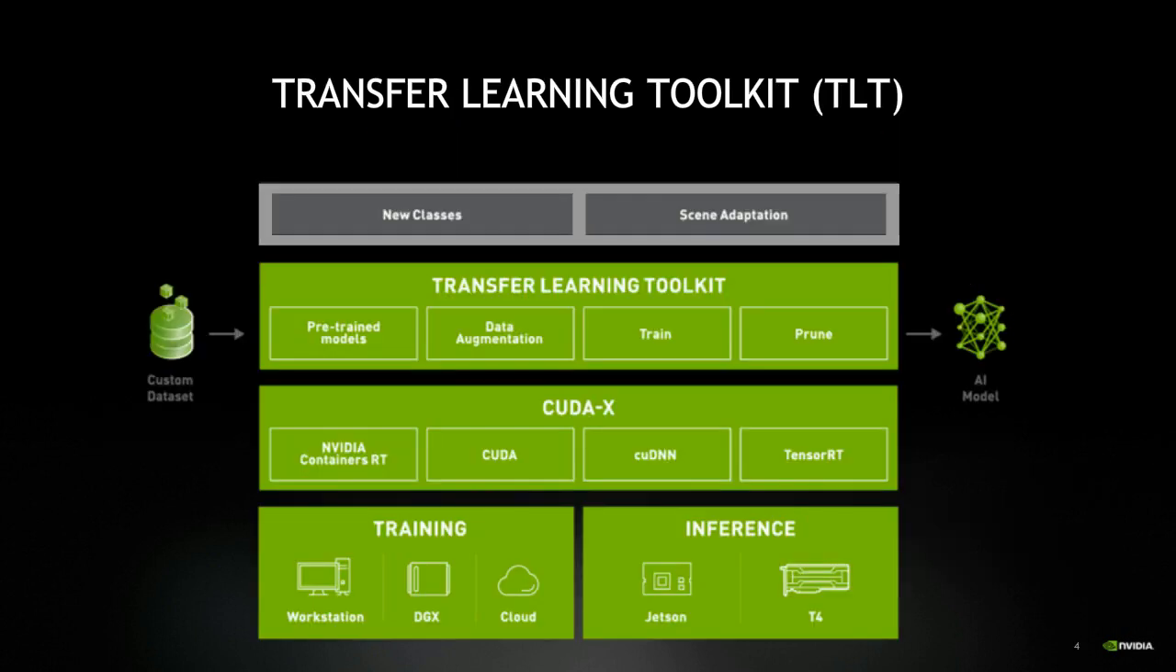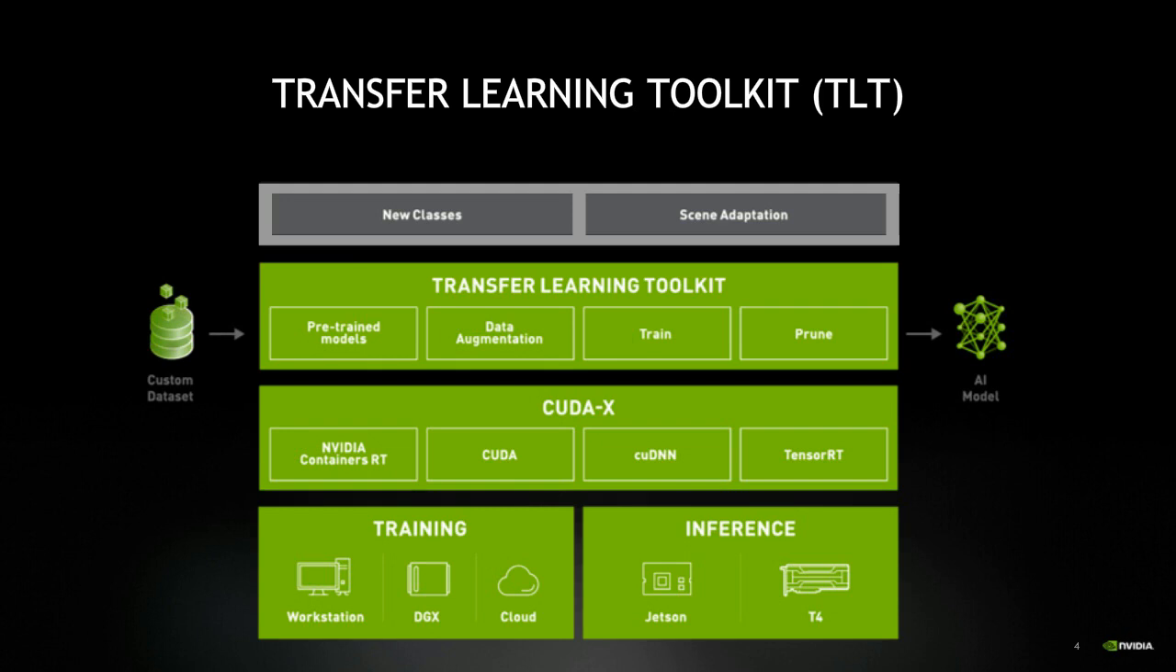Here's the entire TLT software stack. Starting from the top, TLT can be used to apply transfer learning to add new classes to an existing model. It can help with scene adaptation, transferring weights from one application to another, adapting to a new point of view or a camera angle. Under this layer is our core toolkit.